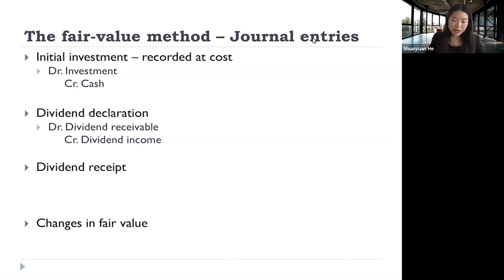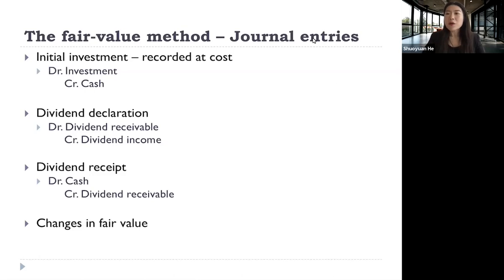And then the third major event, when the investee pays out the dividend to the investor. Because the investor has now received the dividend in cash, we debit cash, and it is no longer a receivable for the investor, so we credit dividend receivable. Dividend receivable goes down. The fourth major event, what if there's a change in fair value of the investee at the end of the financial reporting period?